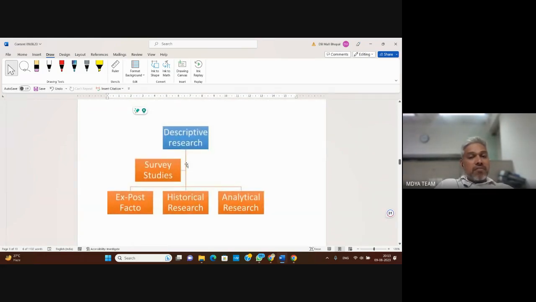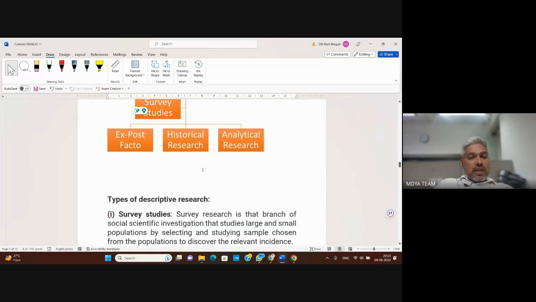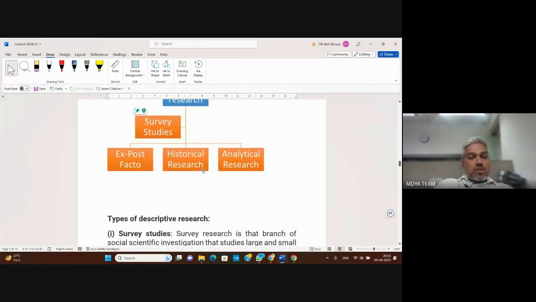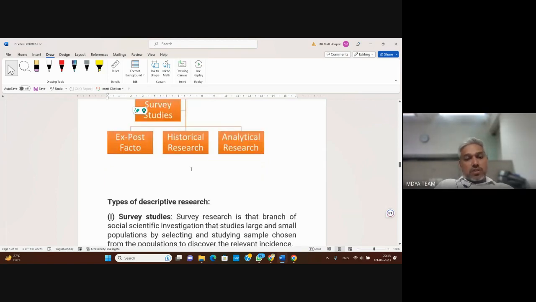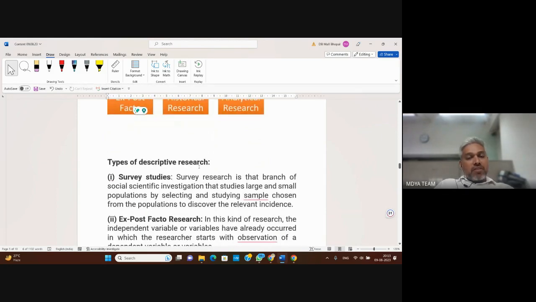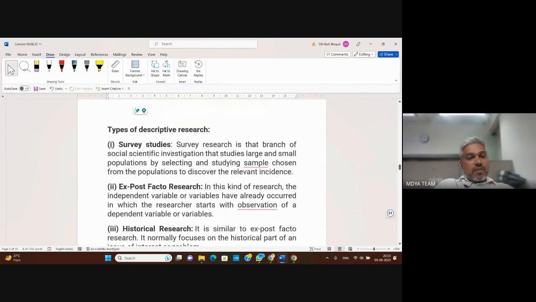And descriptive research has tools to collect the data. What are the types of descriptive research? Survey studies, ex post facto historical research, and analytical research. These types of research come under which classification? Descriptive research. Types of descriptive research, here is survey studies.